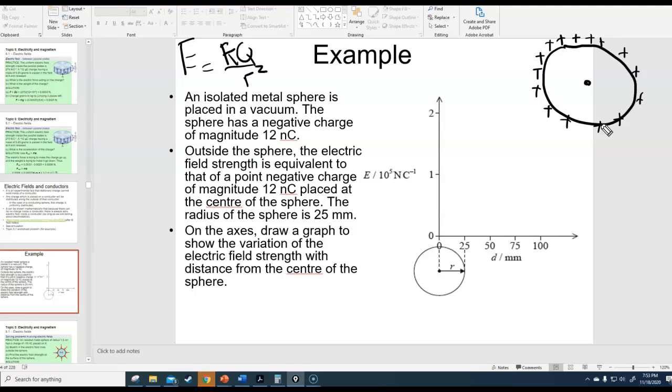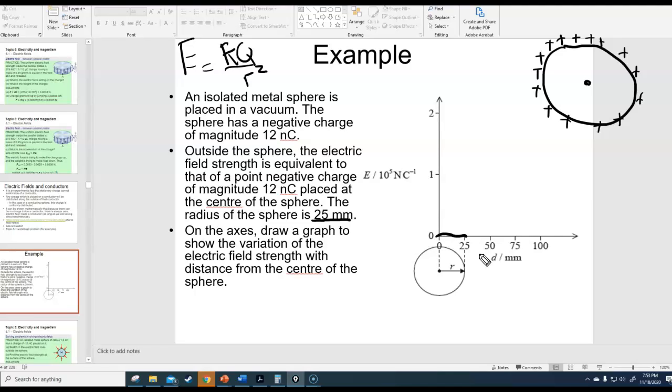But the year they gave this question on the IB exam, the first part was, on the axes, draw a graph to show the variation of the electric field strength with distance from the center of the sphere. Okay, and so here's how this works. The electric field strength inside the sphere is 0. That's just a fact that you have to accept. What that means is that if you're starting at the center of the sphere and you're going out from the center up to 25 millimeters, because that's the radius, the electric field strength would be 0. And so you would just draw this graph to here.